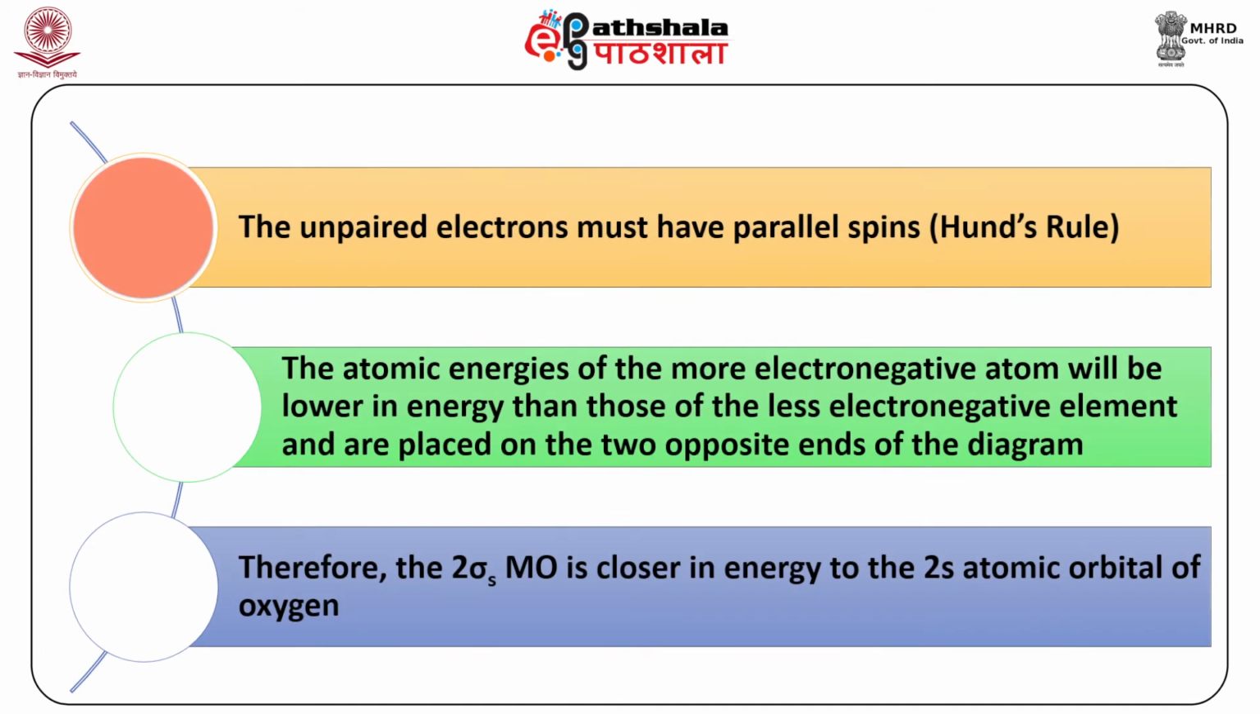This is called Hund's rule. The atomic energies of the more electronegative atom will be lower in energy than those of the less electronegative element and are placed on the two opposite ends of the diagram. Therefore, the 2σ bonding molecular orbital is closer in energy to the 2s atomic orbital of oxygen.